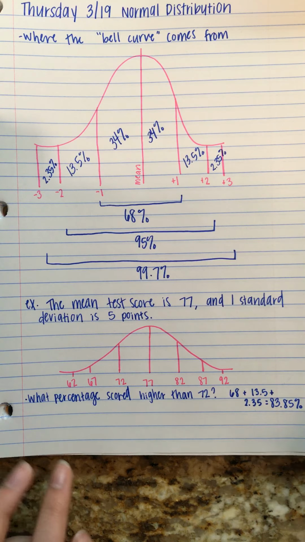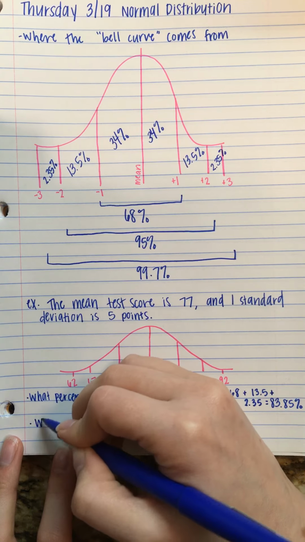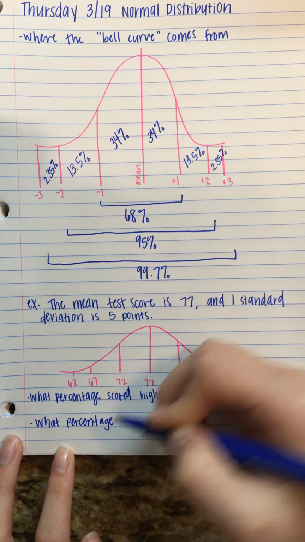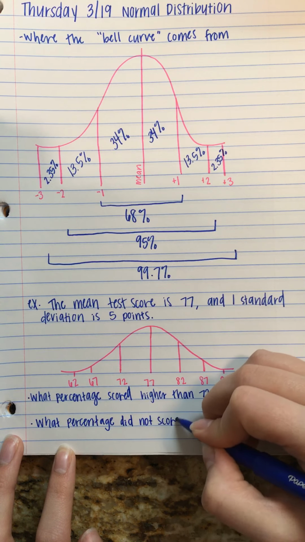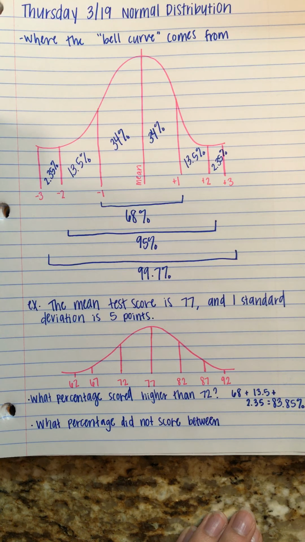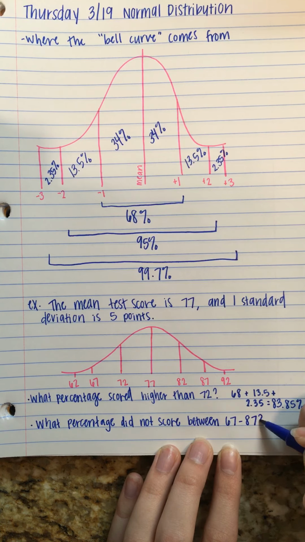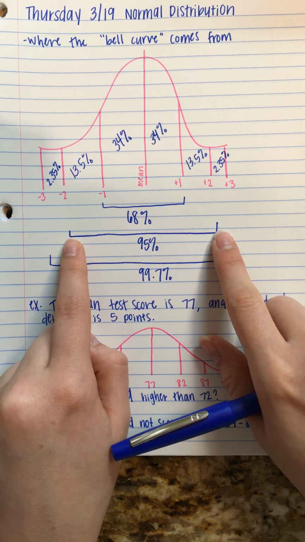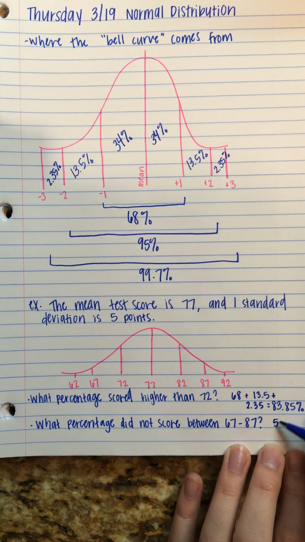Okay, so then we could also answer, what percentage did not score between, we'll say 67 and 87. Okay, so I'm going to look at this piece, thinking about that's 2 standard deviations. So 95% of our data is in this range. So what percentage did not score in this range? That remaining 5%.